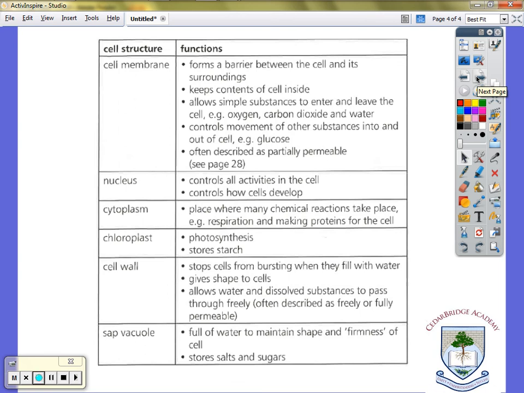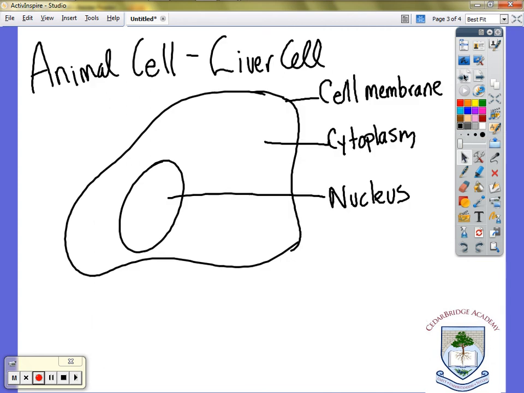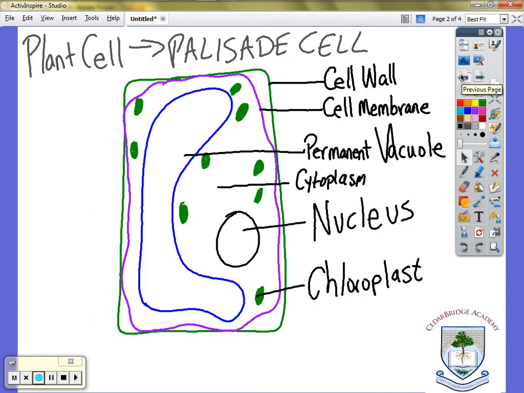Actually, yeah, let me do this, because if I don't do it, I'm going to feel bad. So let's start with the cell membrane. The cell membrane, if you look back, both the animal cell and the plant cell have it. It's this part here, right?